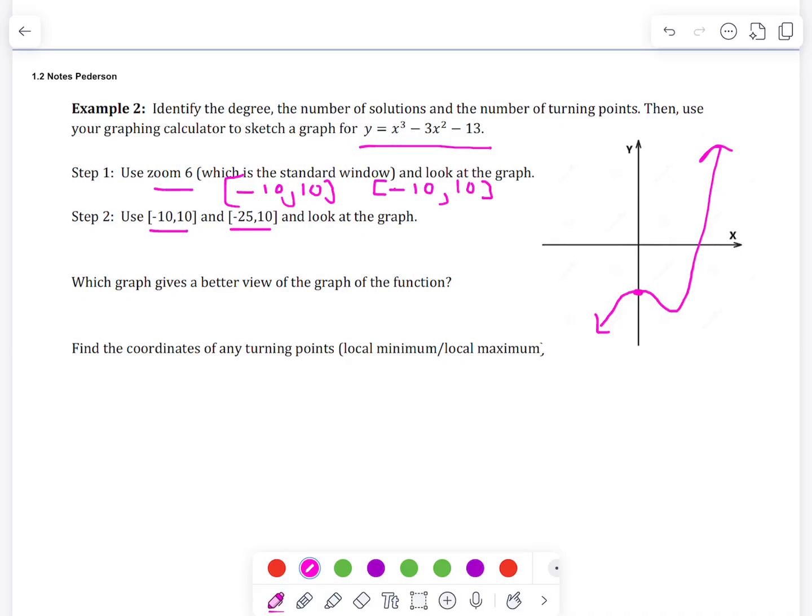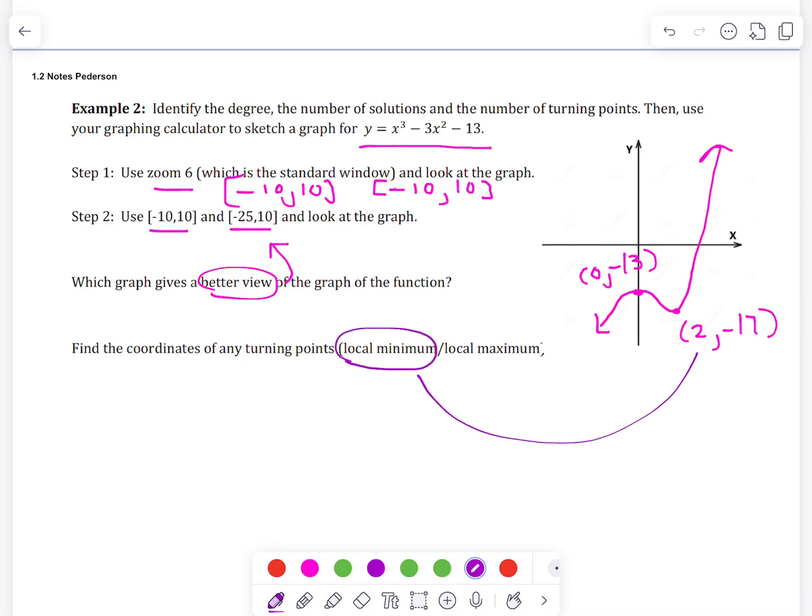So I'm just going to give you a couple ordered pairs here. Here's (0, -13), and then (2, -17). And again, this is the better view, that second one. And then these are the turning points. The local minimum is here, and then the local maximum is there. Those are the turning points.